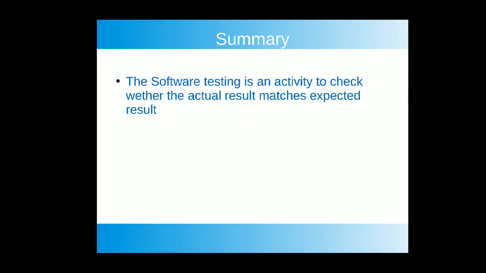Now let us summarize what we have studied so far. Initially we went through software testing. Software testing is an activity to check whether the actual result matches the expected result. Then we saw various software testing techniques such as static and dynamic testing, black box and white box testing, sanity testing, smoke testing, regression testing, etc. Then we understood what software validation is. In software validation we check whether the developed program matches the design requirements of the client.